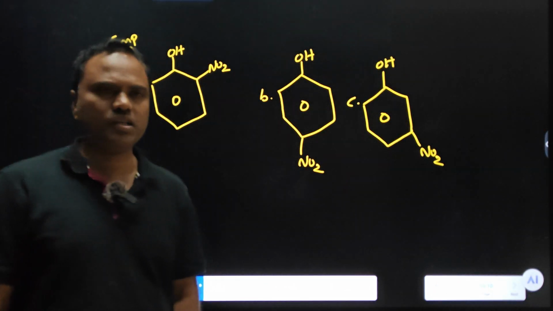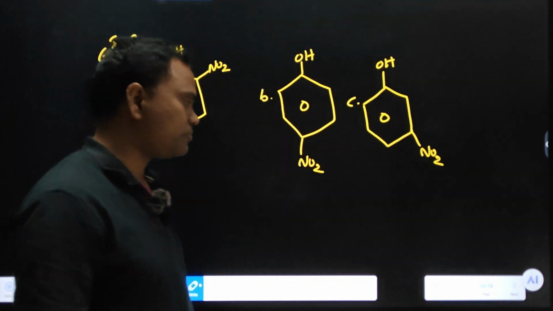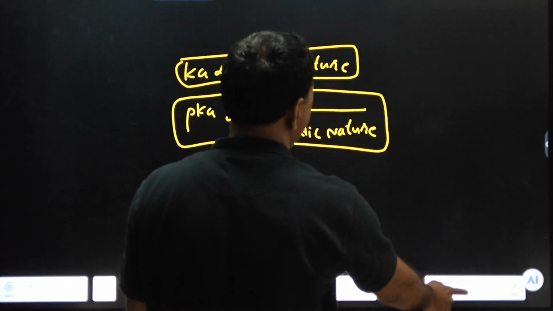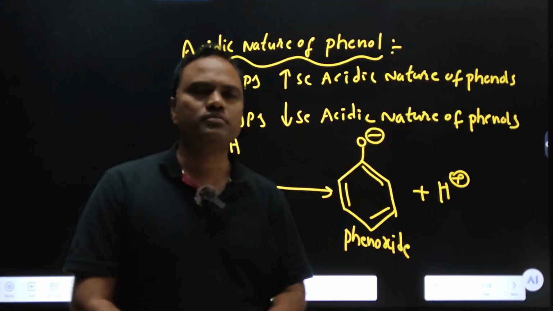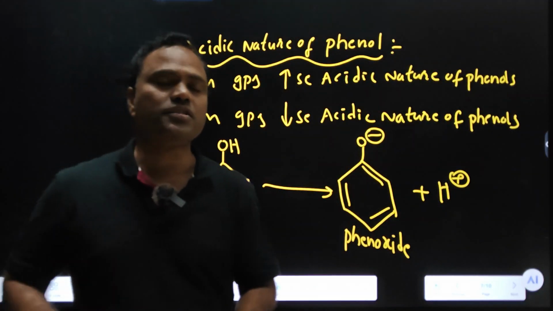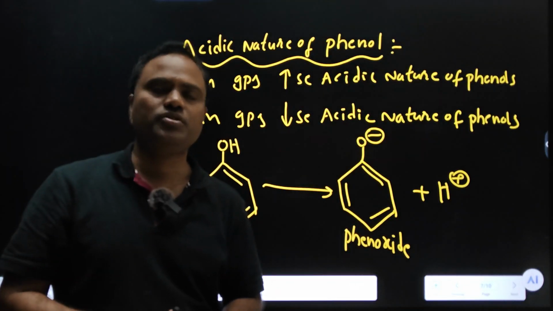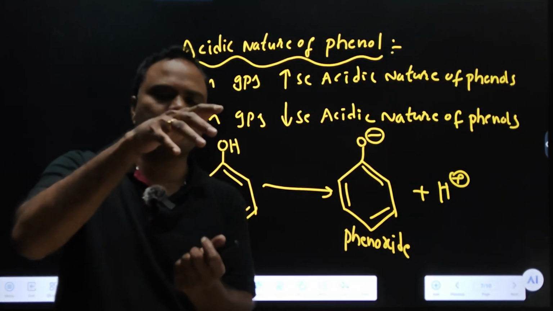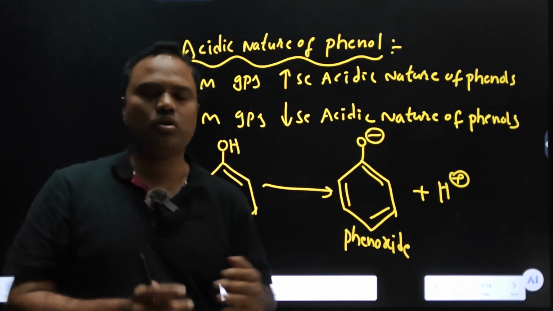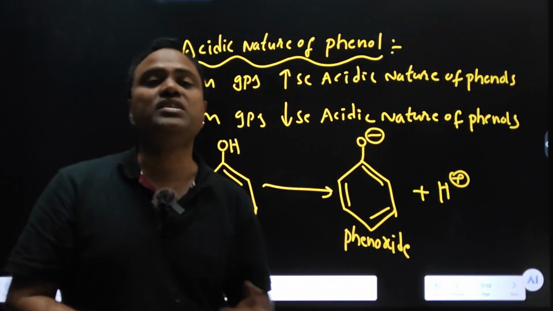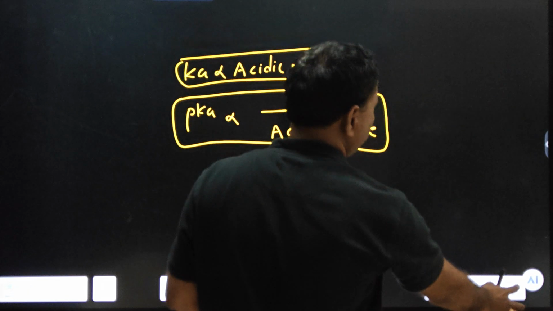At the beginning I gave one reaction which is responsible for acidic nature. Look at this reaction once. Phenol is losing H plus. The substance which gives or releases H plus ions is called an acid. If any substance releases or loses H plus easily, it is said to be a good acid. So the compound should lose H plus ions easily, not with difficulty. Remember that point.